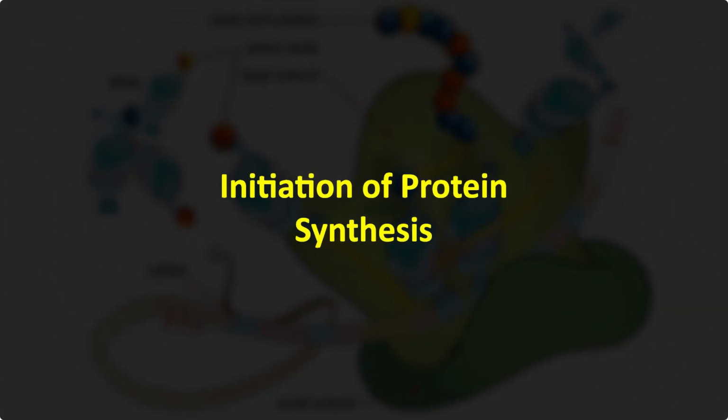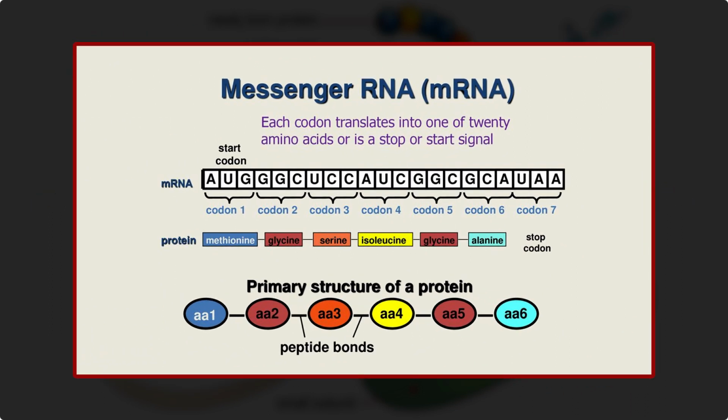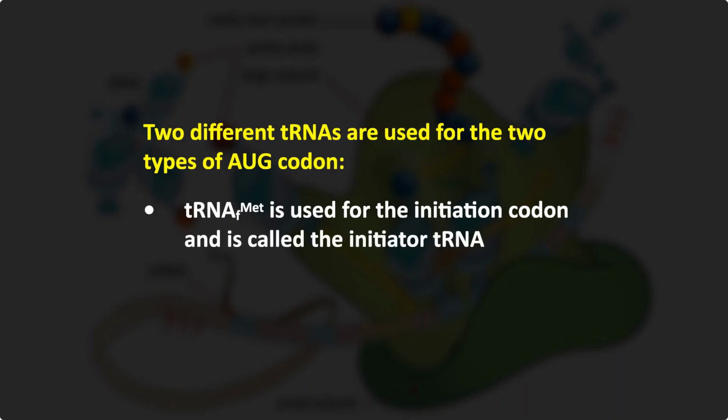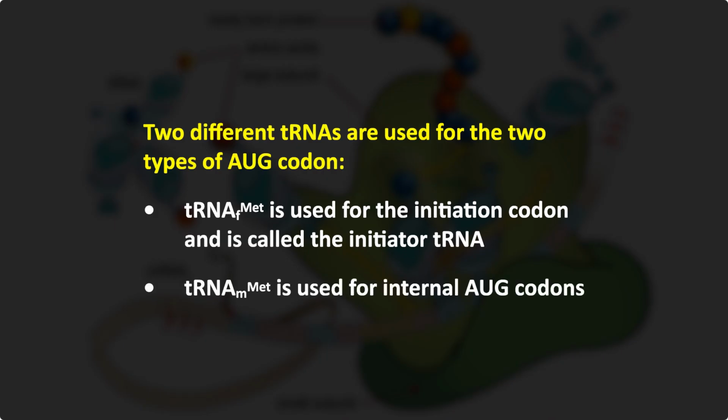Dear students, let's now discuss the initiation of protein synthesis. The first codon translated in all mRNAs is the start codon or initiation codon AUG, which codes for methionine. Two different tRNAs are used for the two types of AUG codon. One is tRNA formylmethionine, used for the initiation codon and called the initiator tRNA, whereas tRNA methionine is used for internal AUG codons.